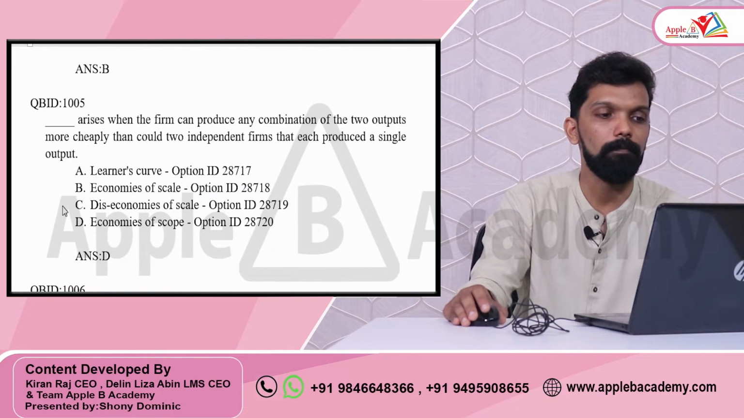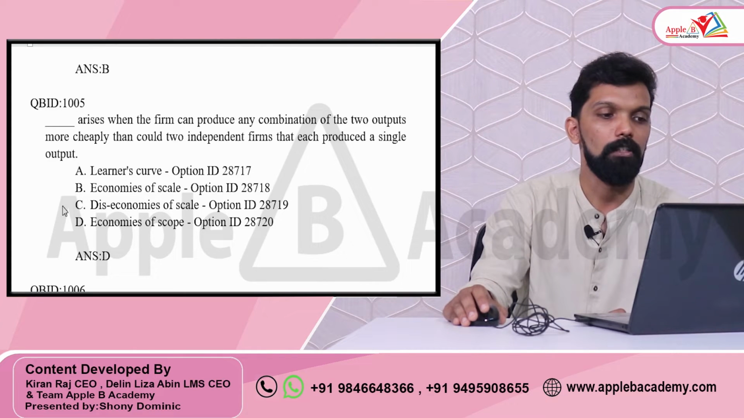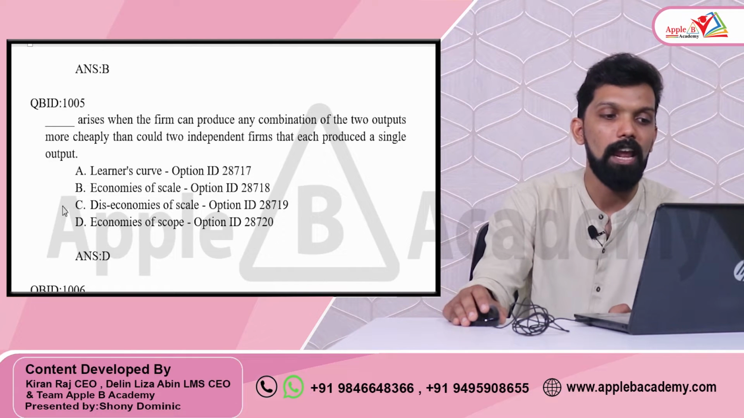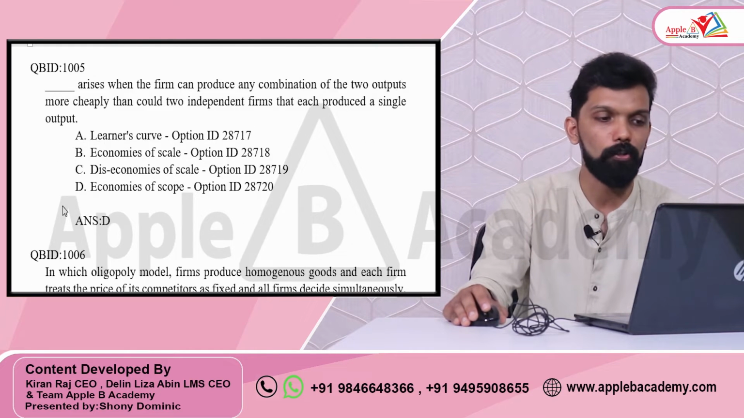So the next question, dash arises when the firm can produce any combination of the two inputs more cheaply than could two independent firms that each produce a single output. So the options: learning curve, economies of scale, diseconomies of scale, economies of scope. So the right answer for this question is option D, economies of scope.